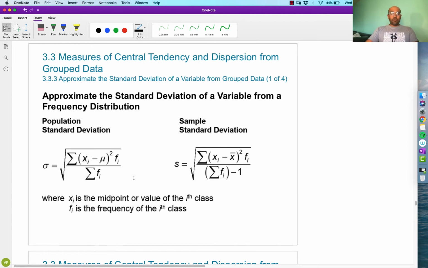So just like before, there's a slight difference between the standard deviation of a population, where we divide by that much, and the standard deviation of a sample, where we divide by that much, right? So we do the extra minus 1 part of it here, if we happen to know that this is a standard deviation from a sample.